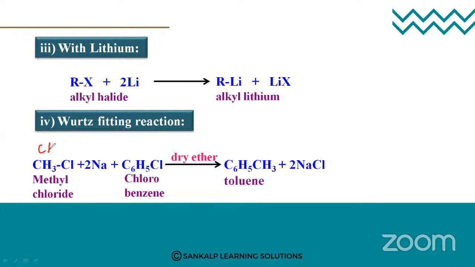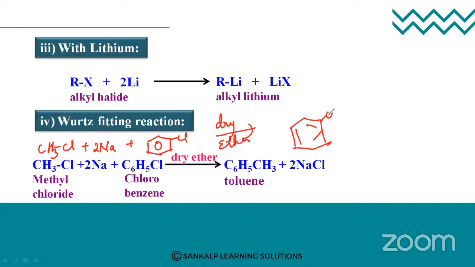So this is CH3Cl plus 2Na plus C6H5Cl. They have written the formula; it can be written like this. In the presence of dry ether, it gives you CH3 attached like this. This is the product that is formed, and the name of this compound is toluene. The 2Na and Cl will combine, and this will combine, and this will also combine. So 2NaCl is the product, and this will combine with this. So this is the reaction.